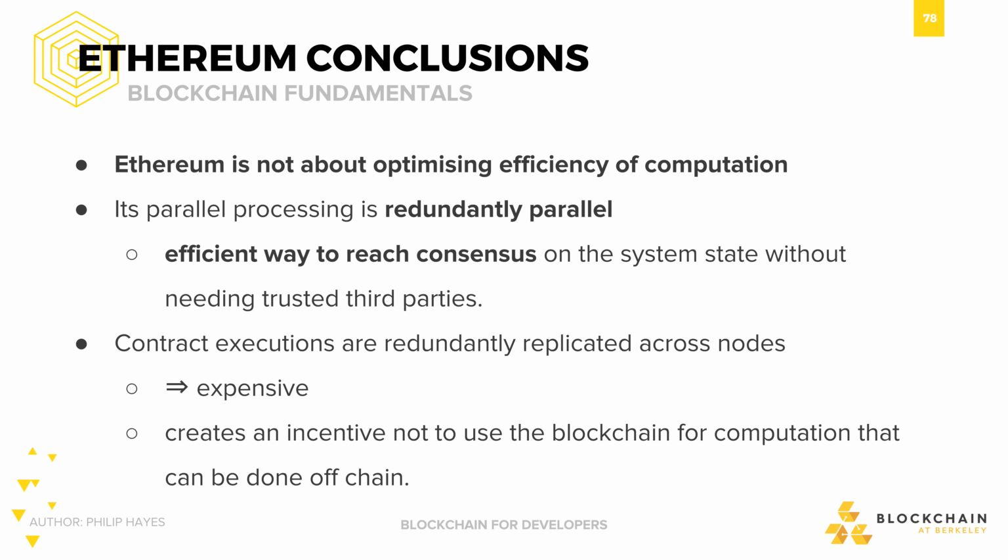So Ethereum is not about optimizing the efficiency of computation, and the parallel processing you do on the network is redundantly parallel. People will run the same code multiple times. Contract executions are redundantly replicated across the nodes, and this is expensive, but it creates an incentive not to use the blockchain for any computations that could be done off-chain. So if you wanted to do some very deep computations, like deep learning on the Ethereum network, that's kind of stupid, because you would probably have to pay $1 million worth of Ether just to do some training and output a result from your model.